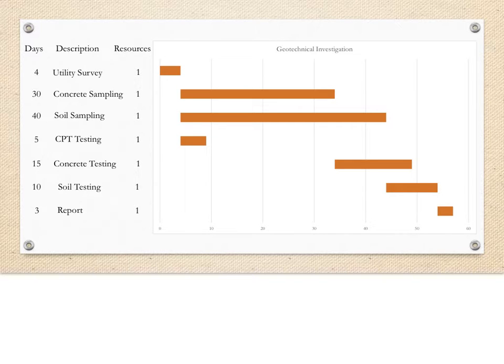So we set up a Gantt chart from our arrow diagram. And the way we set up a resource leveling is that on our Gantt chart we place a column with resources for each task. In this particular example, each task requires just one resource or person to complete each task.